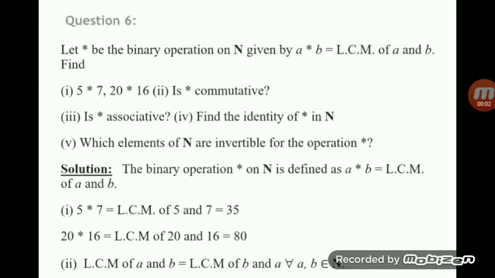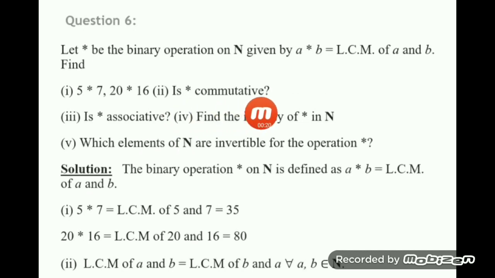Hello student, let us solve now question number 6 of exercise 1.4. Your question is, let star be the binary operation on N given by a star b is equal to LCM of a and b. Find 5 star 7, 20 star 16.